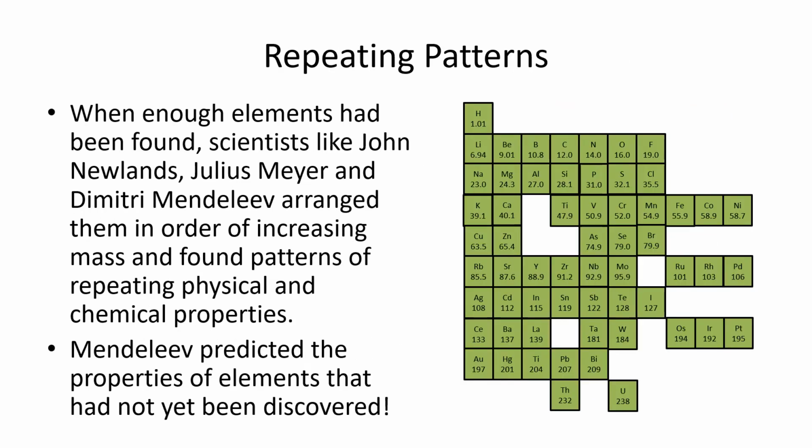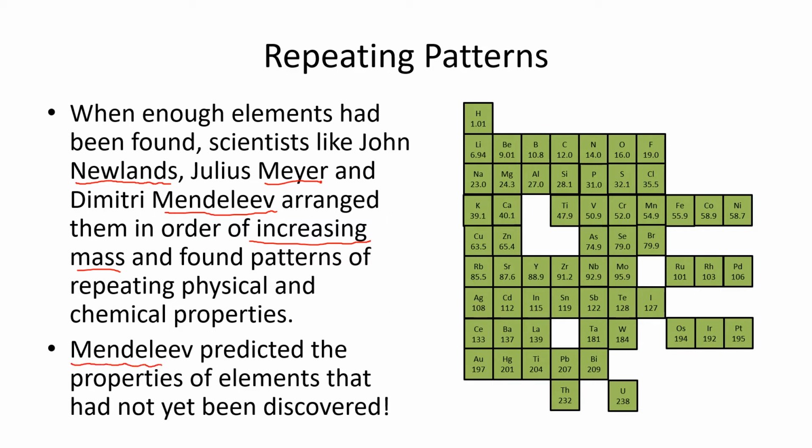Okay. So as more and more elements were found, scientists started to look for patterns, look for ways in which they could group the elements. And so many scientists, this guy John Newlands, this guy Julius Meyer, and Dmitri Mendeleev, they found that they could find patterns in the elements that they had by arranging them in order of increasing mass. So the heavier they were, you put the light ones at the beginning, put the heavier ones at the end, and you start to see patterns as you go along that repeated at sort of regular intervals.